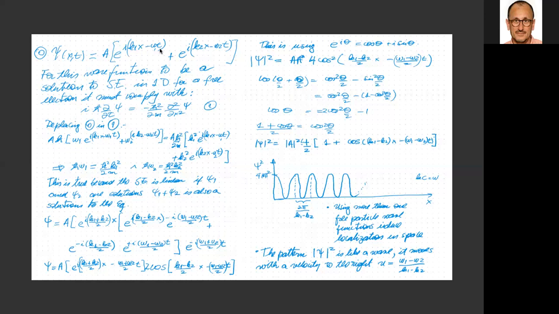If we remember something about the uncertainty principle, if we have a wave that has a delta K, a delta P, a range of values for the momentum, that will mean that it will have a range of values for the position too.